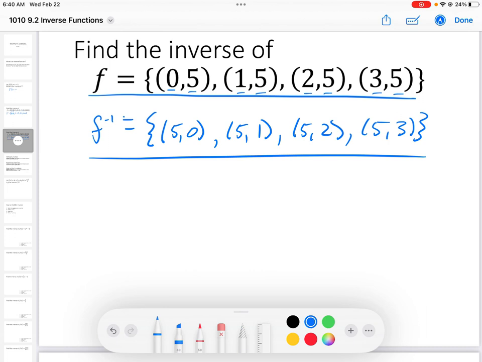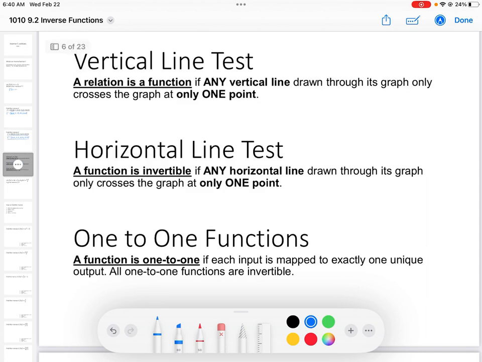And so if you want to test and see if the inverse of a function will be a function itself, you can do something kind of similar to the vertical line test. Because remember, we learned that a relation is a function if any vertical line goes through only one point. Because if you only go through one point with a vertical line, those vertical lines represent all of your inputs. And if they only have one output, then that makes the relation a function.